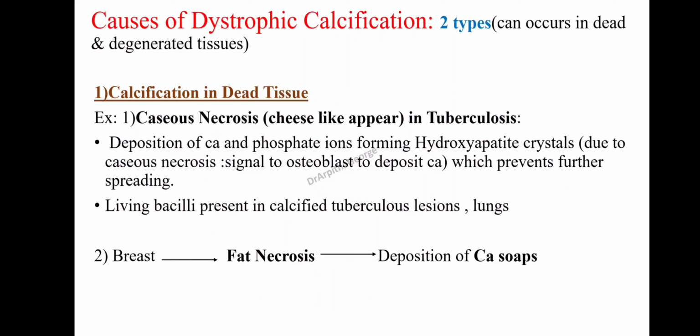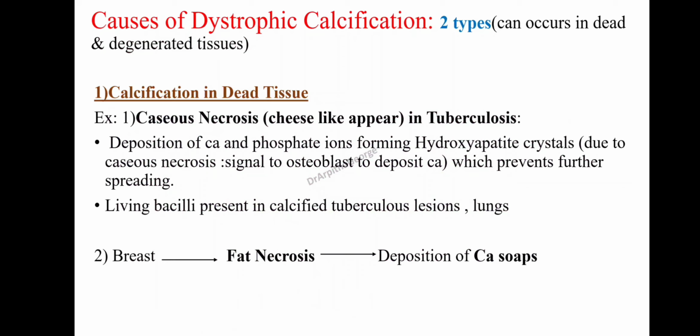So first we will move on to the calcification in the dead tissue. Which calcification? Dystrophic calcification in the dead tissue. We can take one or two examples. The important familiar example is caseous necrosis in tuberculosis. I hope you know that necrosis means cell death, the death of a localized area of tissue. Necrosis has 5 types: coagulative, liquefactive, caseous, fat, and fibrinoid. Among those types, caseous necrosis is there.